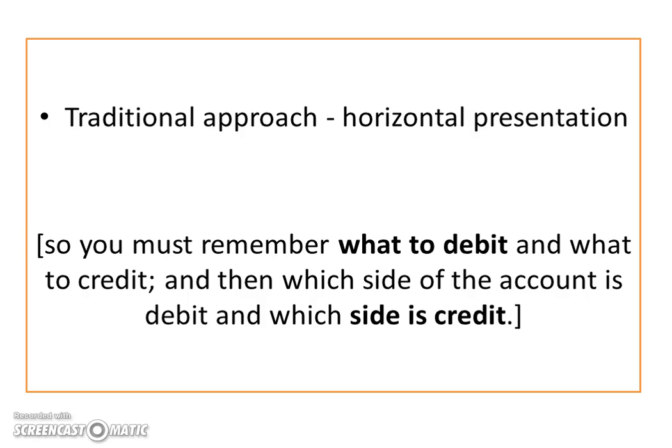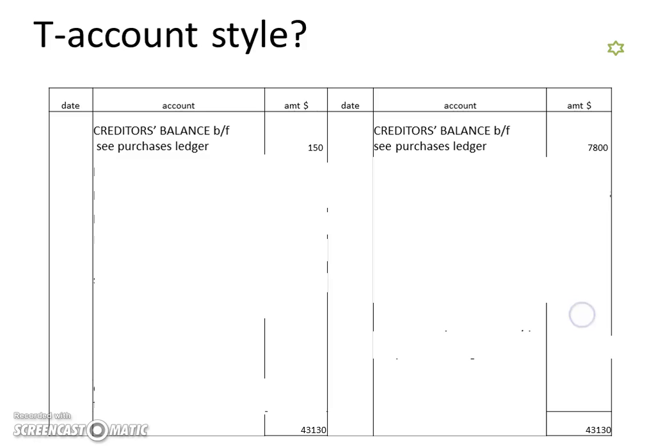Right. So I'm going to show you two approaches that solve the question. First method is the horizontal presentation, which is the traditional way of doing it using a T account. So remember, you need to know what to debit and what to credit, and then which side is your debit and which side is your credit. So I've set up a little table here for you.